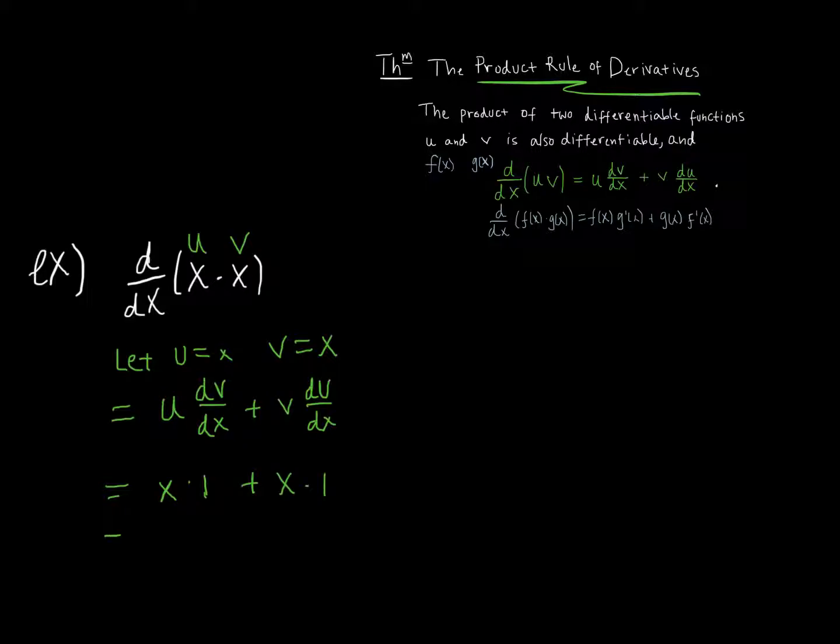And here I just have x plus x, which is, of course, 2x. And we knew that was the correct answer. All right. So hopefully that is a quick example that helps clarify the product rule. And now we can take a look at the proof.